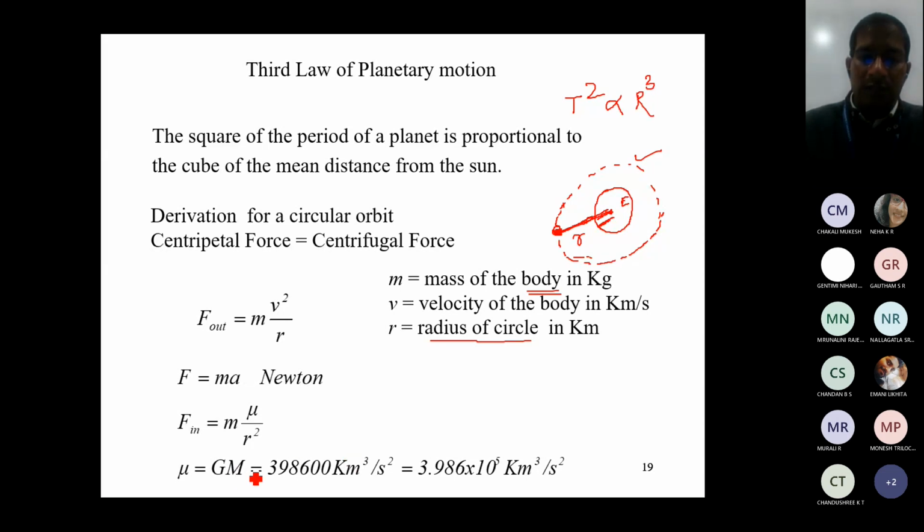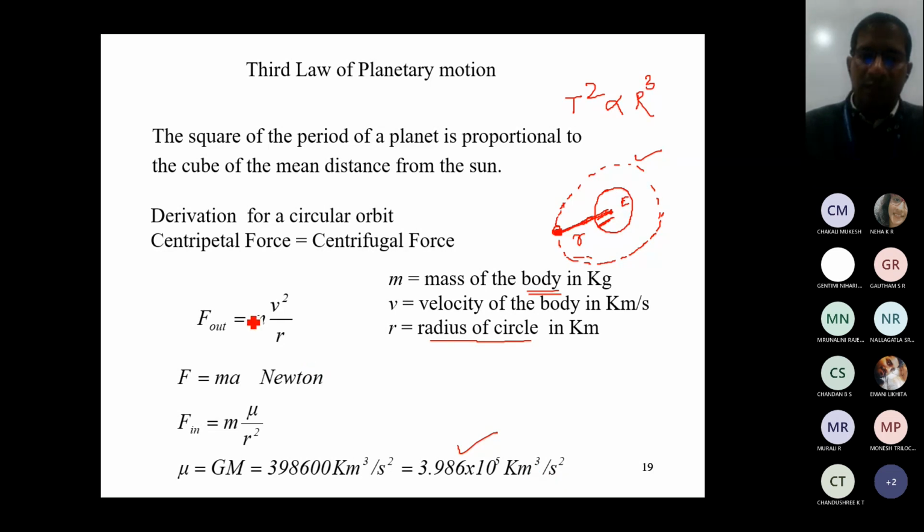So sorry, it is not the mass of the satellite, it is the mass of your Earth. So these two are constants, so we have put the values. So mu is a constant. Always remember the value of mu because this value will not be given. So it is 3.986 into 10 to the power 5 kilometer cube per second square.